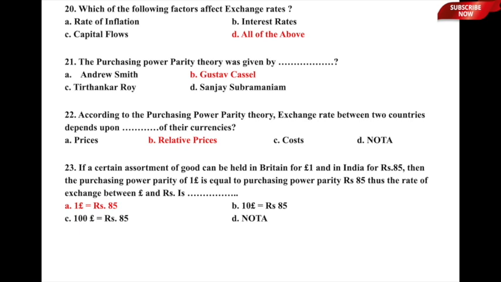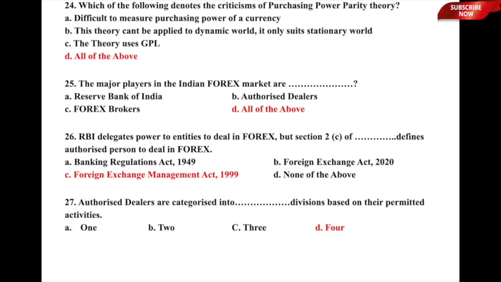what? So the underlying options are A, £1 is equal to ₹85, B, £10 is equal to ₹85, C, £100 is equal to ₹85, or D, none of the above. So here, according to the purchasing power parity theory, it is going to be option A, £1 is equal to ₹85. So option A is the correct answer to this question. I hope the example is giving you more sense of the purchasing power parity theory. Let us now move to question number 24.